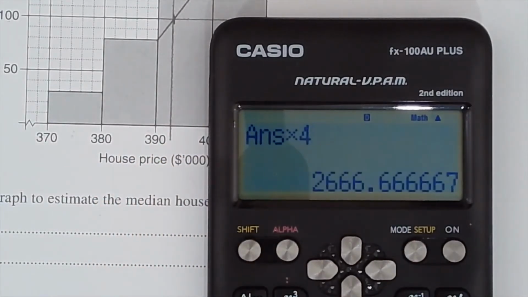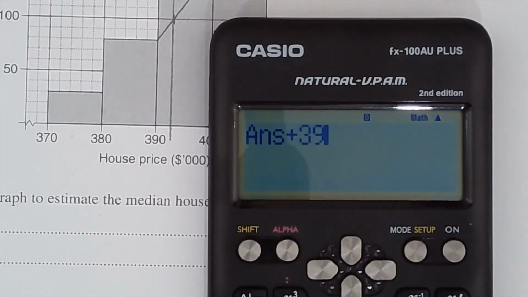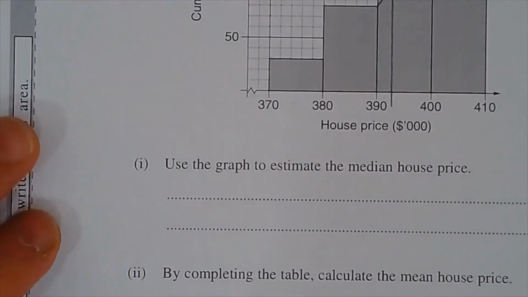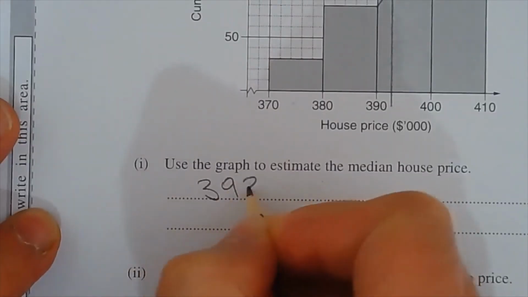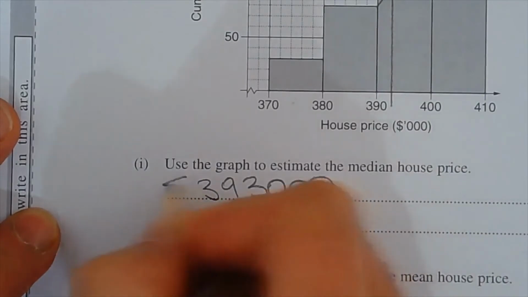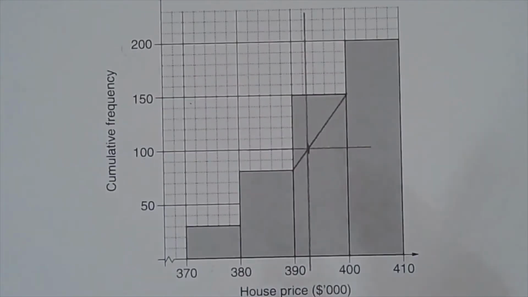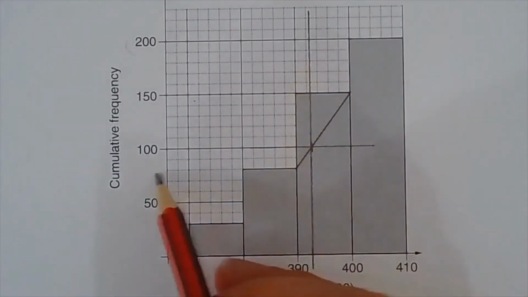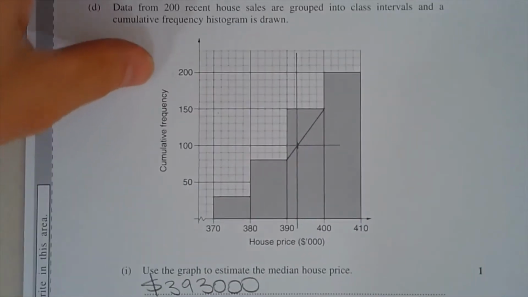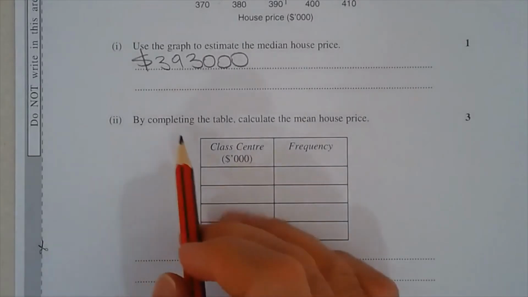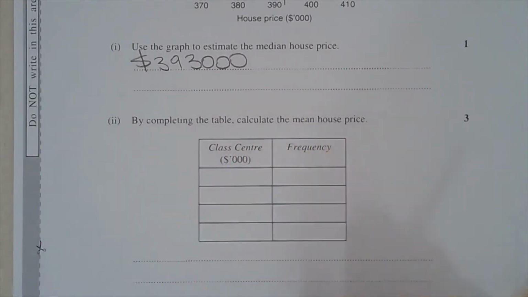Multiply that by 4, and then add that to 390. And we get around $393,000. So basically the working out predominantly is on the graph itself. As long as you show those lines, that's generally sufficient. It's only worth 1 mark, so as long as you get the right answer, that's fine. So part 2, by completing the table, calculate the mean house price.